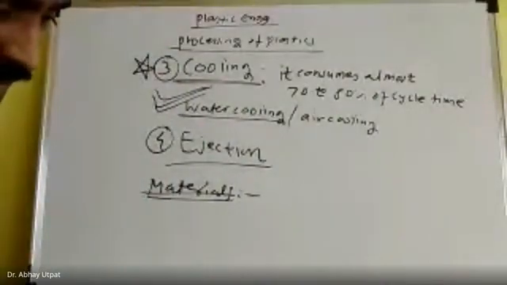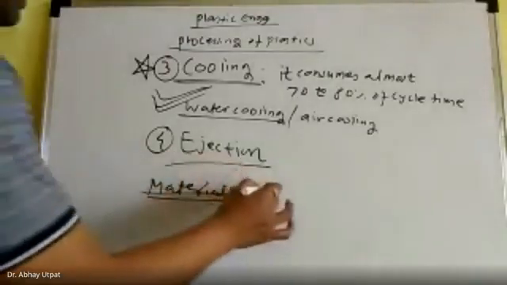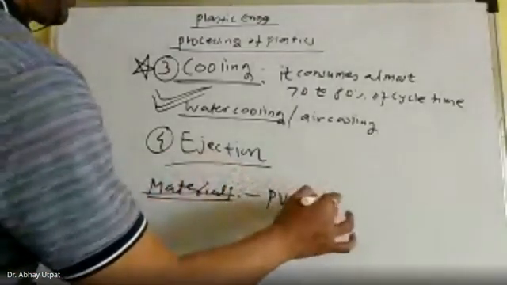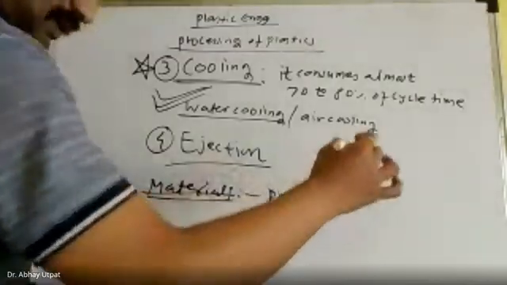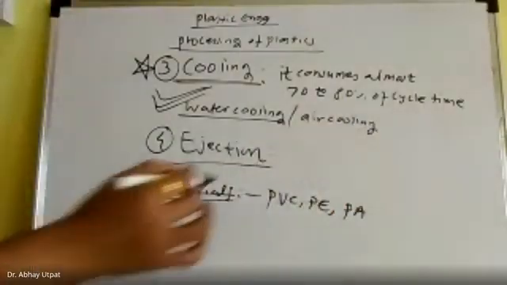I hope you have written it down. If you have not written, I will repeat once again. Household appliances, furniture parts, electronic products, thin wall components, small plastic toys, medical devices. Okay? And materials which are used are polyester, PVC, polyester, then polyamide, ABS.